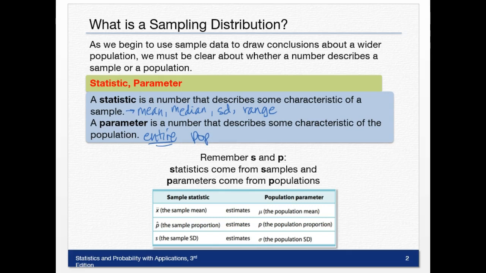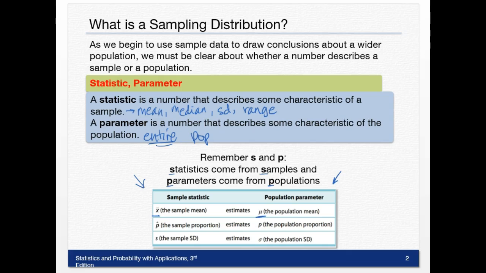S and P. Statistics come from samples, so the S's go together. Parameters come from populations. So you need to know these symbols down here. Learn these symbols, okay? So if I say mu, that's the population mean. That's the average of the entire population. But if I say X bar, that's the average of just a sample of the population. So a population of all students at a school, a sample is just those in one class.